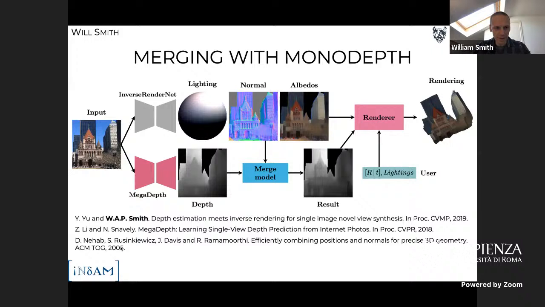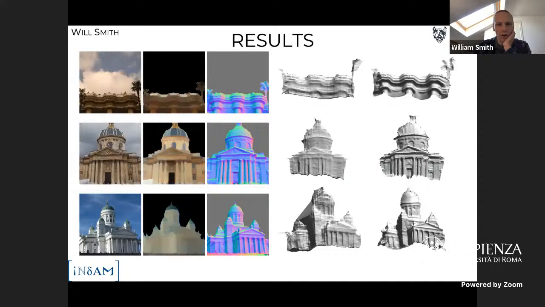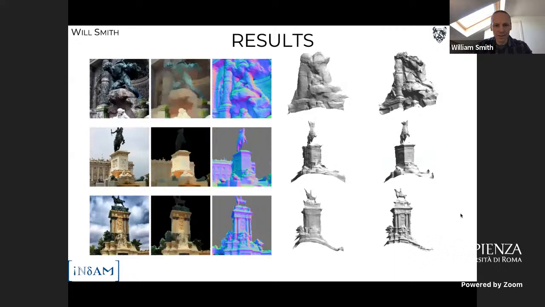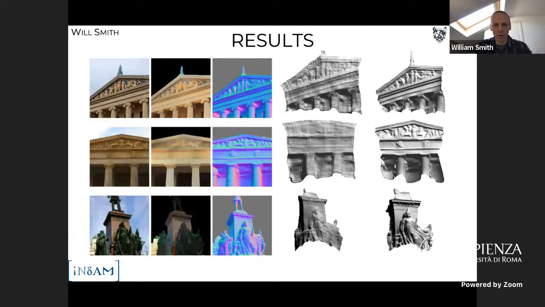So this is just a fixed method to combine the two. And this works surprisingly well. So this is a rendering of the monodepth prediction from MegaDepth. And then on the right is a rendering of the depth merged with our predicted normal map. And you can see that this corrects some kind of gross errors, but also introduces a lot more fine scale detail.